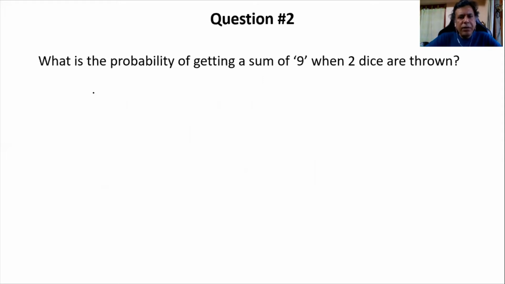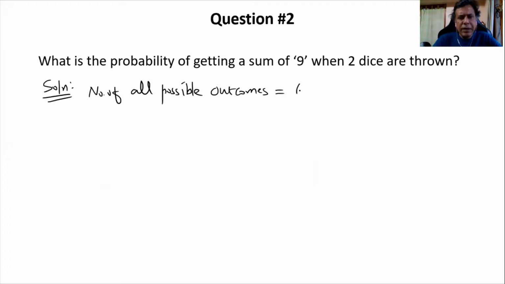What is the probability of getting a sum of 9 when two dice are thrown? Here we will not write the entire sample space, because if I start writing it, I need to write 36 outcomes. We know the number of all possible outcomes for this experiment will be 6 square, because 2 dice, and it will be 36. That means the denominator of the required probability will be 36.